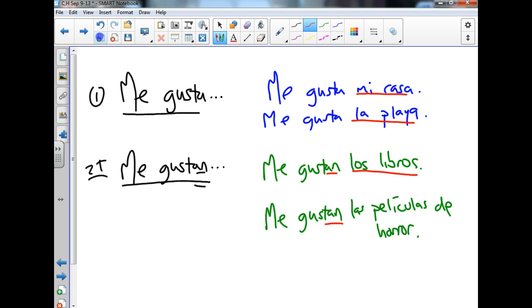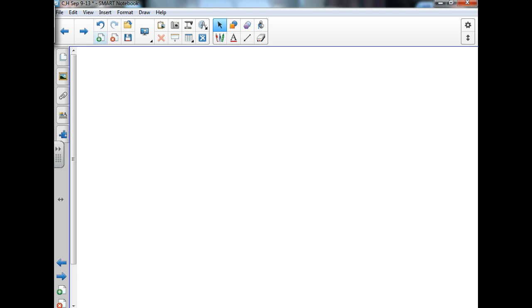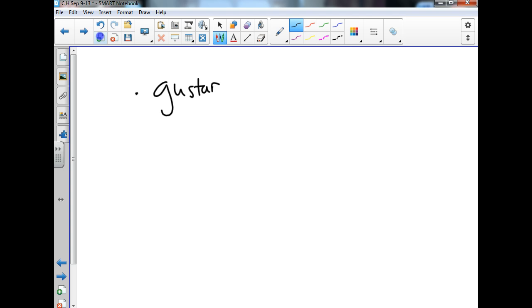Now, there are a few other verbs that are going to work the same way. And these verbs are, just to have a list, we have our verb gustar, which is our first sort of funky verb that works a little bit differently. Another verb is the verb encantar. And encantar just is stronger than gustar. It just means really like. It literally means enchants, right?